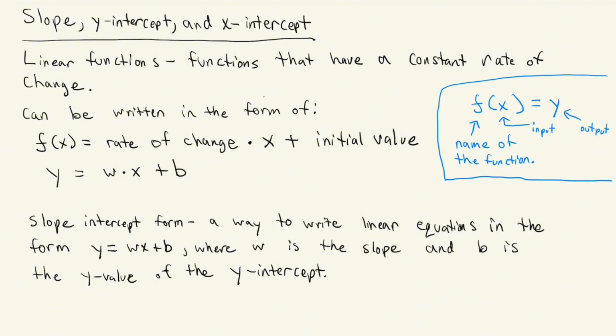Okay, so the takeaways here are that this way of writing the equation of a linear function is called slope-intercept form. y is equal to wx plus b. And in slope-intercept form, w is the slope and b is the y value of the y-intercept. So now let's look into more about what these terms mean. What does slope mean? What does y-intercept mean?